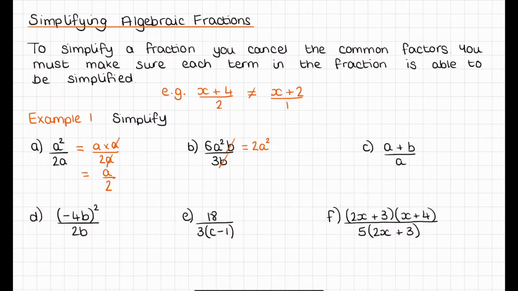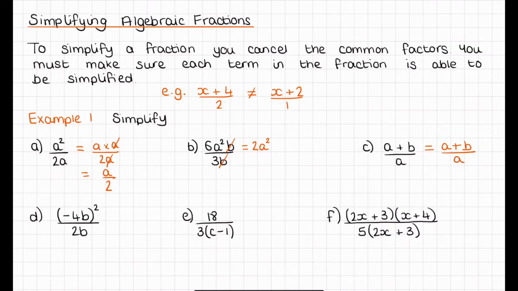Now for C, a plus b all divided by a. Now we can't actually cancel anything here because there isn't an a that's common in every term. We've got an a as one term, a b as a second term, and then an a as a third term. Nothing common, so we can't simplify. So that one will just stay the same.